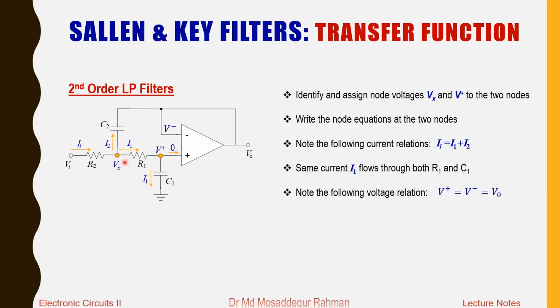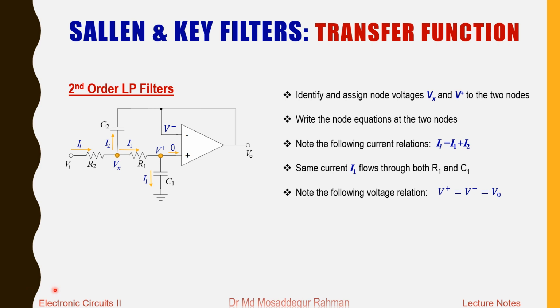And the other, then you have two node equations. Because of the two nodes, you have two node equations. Solving these two node equations, you can get rid of Vx, this node voltage, and you'll be left with only Vi and V naught in the equations.